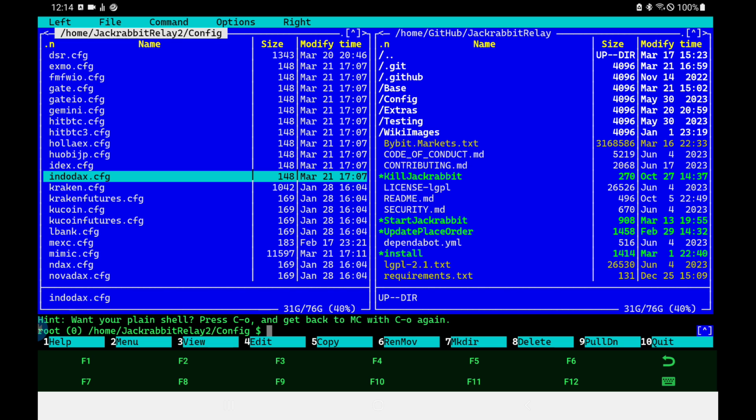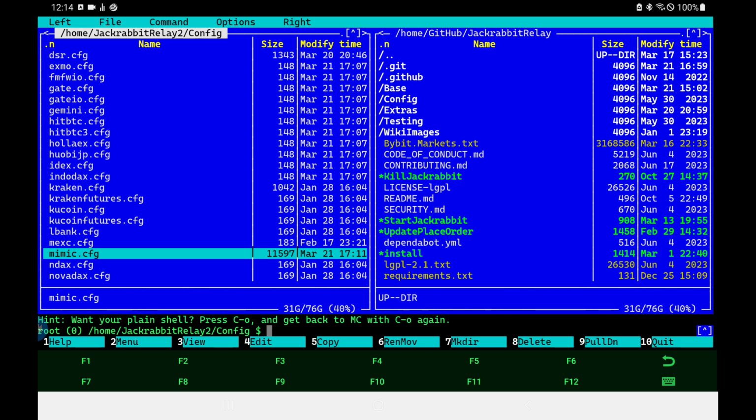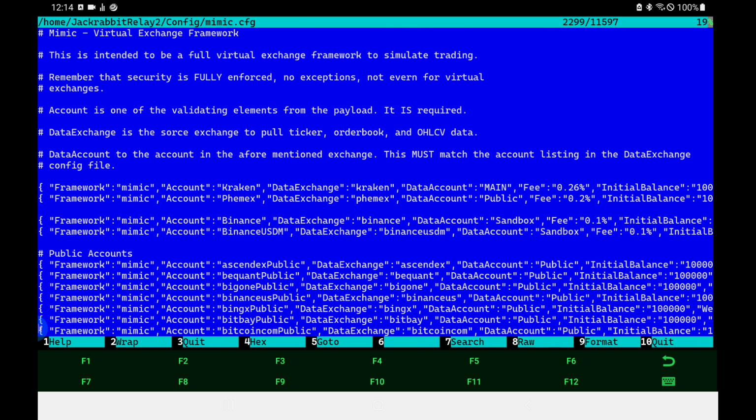So let's get down to the Mimic config file that was created specifically for us to work with. And you'll see here is the basic print. Now, as I said, you can use an existing account that you have an API and a secret with. For example, I have Kraken. So what I've done is I named the account Kraken, so that my exchange will be Mimic, my account will be Kraken. The data exchange.